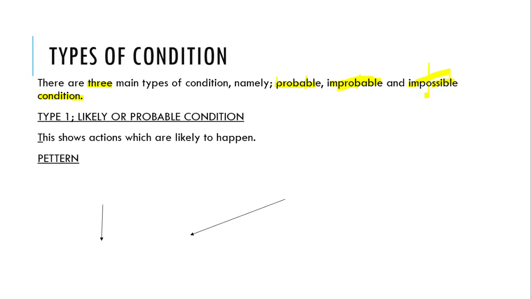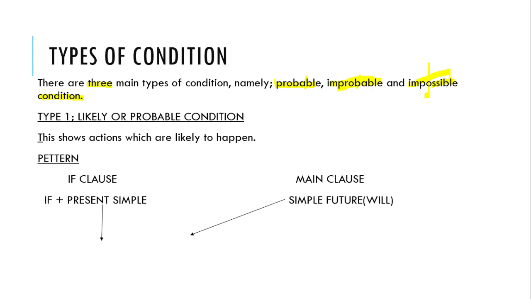Do not rewrite sentences according to how you feel it is sounding correct. No, it should not sound correct to you, but it should sound correct to the standards of English and their principles. So we've got the pattern for the likely condition. The pattern is that in the if clause, which is the first part, or the part with the condition of the probable condition, we should have the word if and present simple. Present simple.